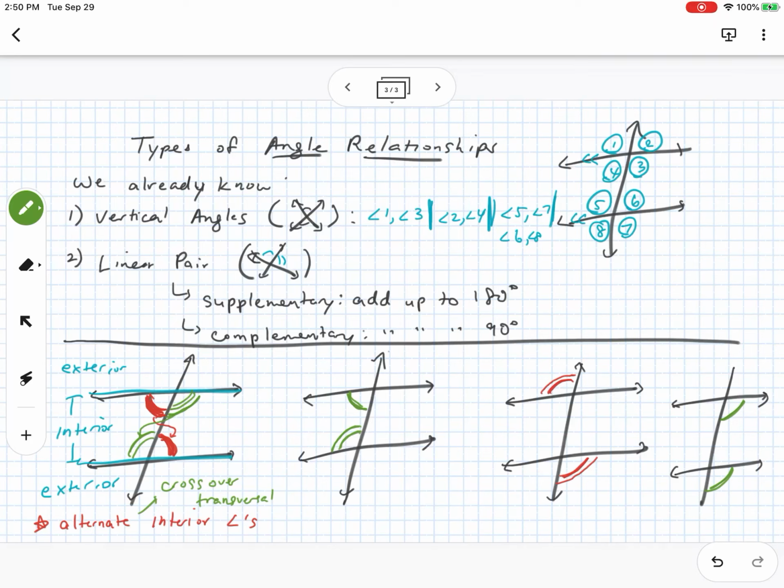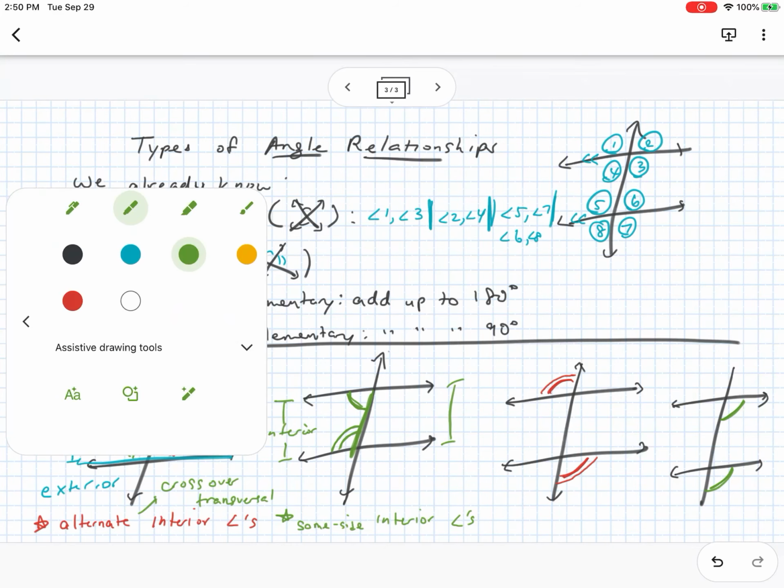All right, the second type of relationship here is this. And once again, when we look at our angles here, we will notice that they are both on the interior side of our two parallel lines. So these also are interior angles. However, they do not cross over. They stay on the same side of the transversal, and that's why it's called the same side interior angles. Okay, so the same side interior angles.